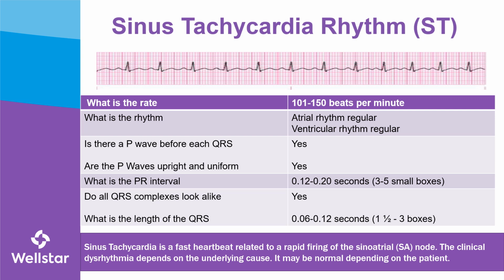Sinus tachycardia is a fast heartbeat related to a rapid firing of the sinoatrial node. The clinical significance of the dysrhythmia depends on the underlying cause. It may be normal depending on the patient. So if you're like me and you've had a coffee and a Monster, a lot of caffeine this morning, we can explain that I might be in a sinus tachycardia because I had caffeine.